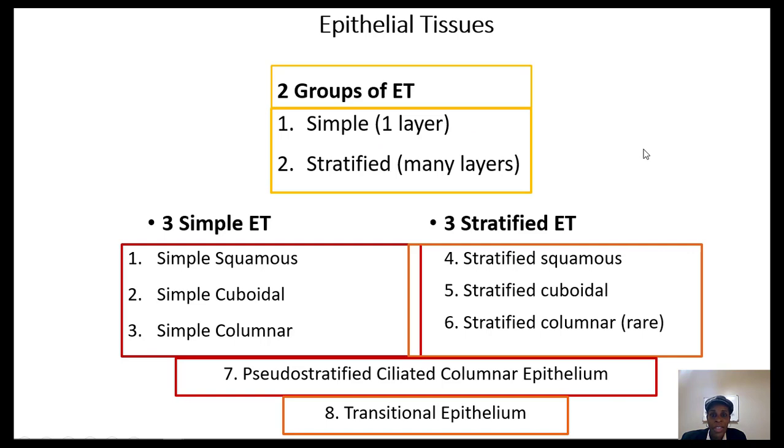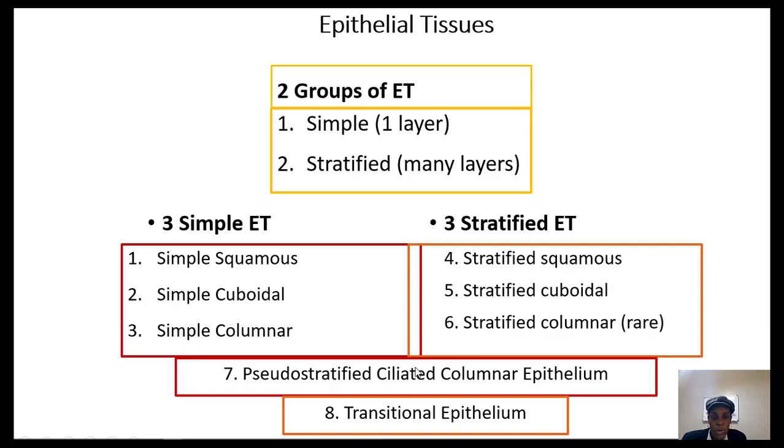First, let's talk about epithelial. Now we know there are four types of tissues: epithelial, connective, muscle, nervous. Let's talk about epithelial tissue. Based on the number of layers, we have two types of epithelial: simple with one layer, stratified, many layers. Based on the shape of the cell, we have three kinds: squamous, cuboidal, columnar. So basically we can have simple squamous, simple cuboidal, simple columnar. And then we can have stratified squamous, stratified cuboidal, stratified columnar.